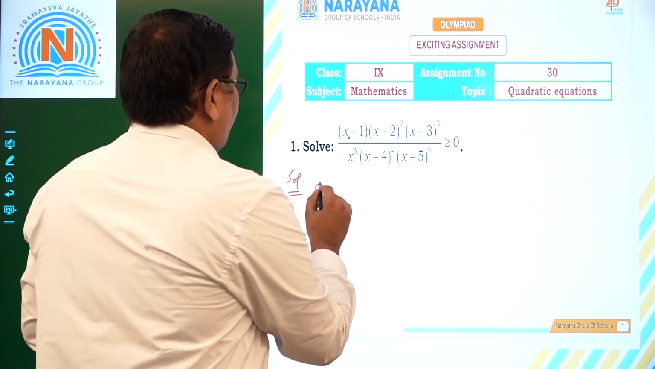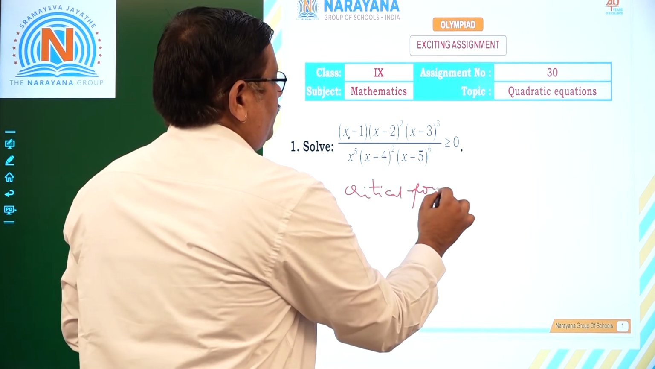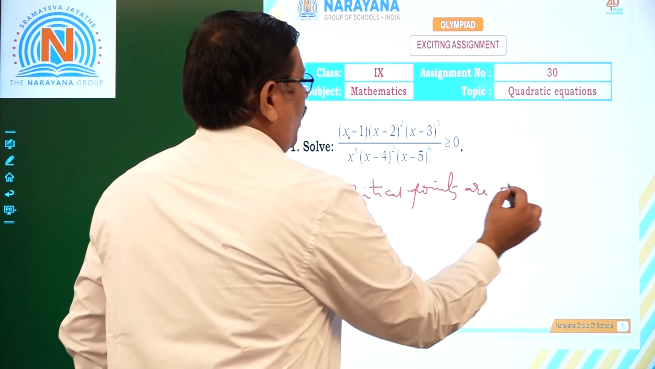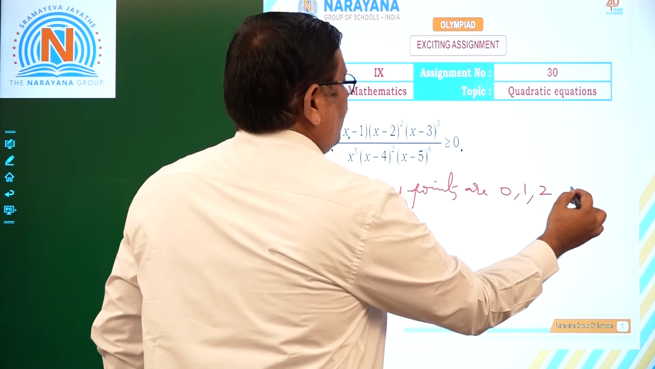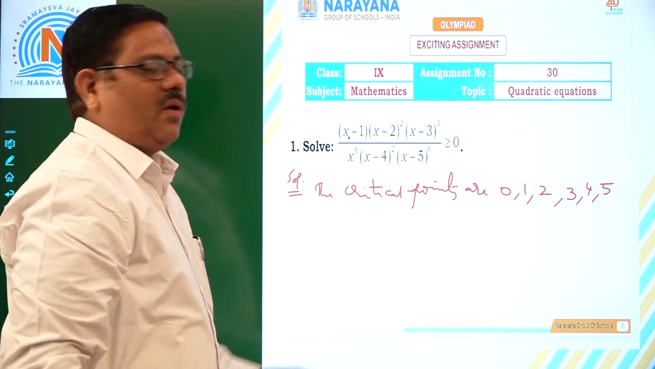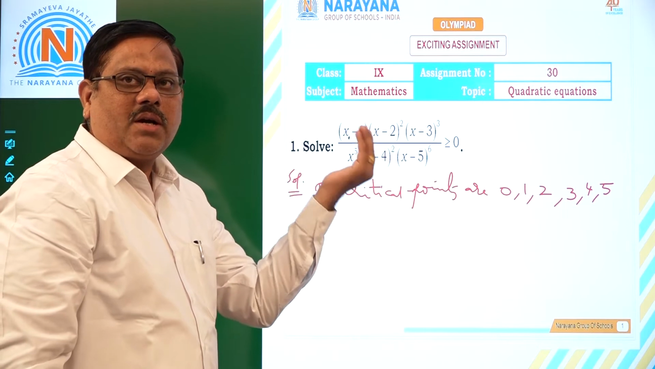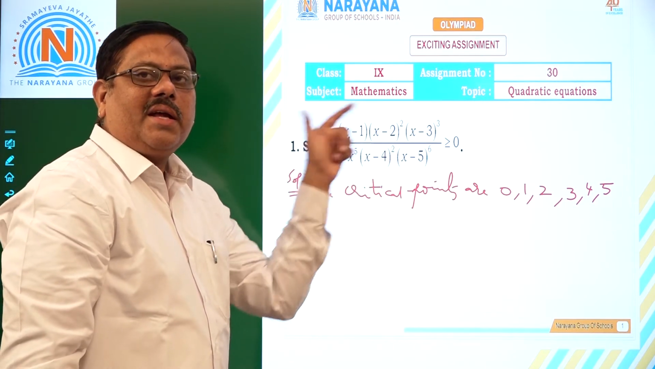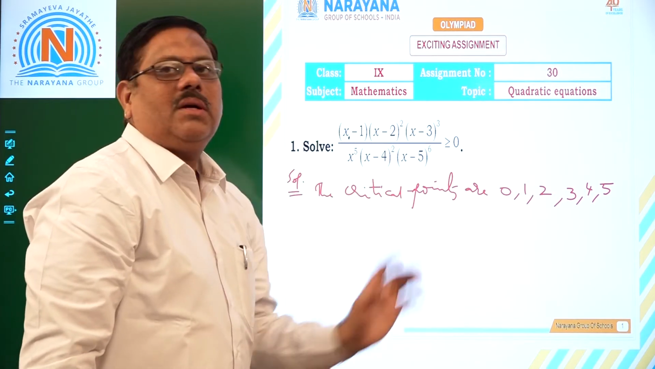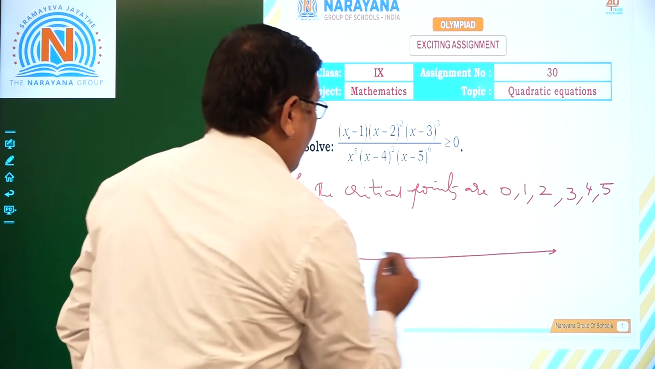Now we will write the critical points. The critical points are 0, 1, 2, 3, 4, 5. These are the critical points. How do you get them? By making equal every linear factor, whether it is in numerator position or denominator position, make it equal to 0. Thereby, you can get the corresponding x value. They are nothing but critical points here. Okay. Now, we have to plot them on the number line.